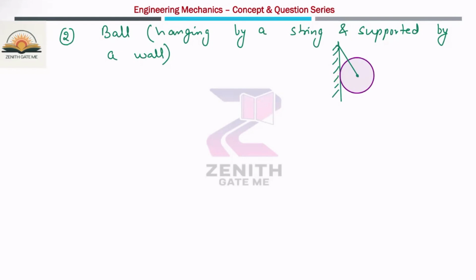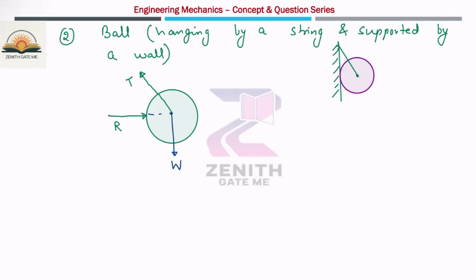Again, just eliminate the contact of this ball with the wall and apply all the forces. So this is the ball in which there is a tension force, which is acting in this direction. There is a contact between these two surfaces, that means the ball and wall, so there will be a reaction. Now, again, I'm considering the weight of the ball as W, so it will act downward. So this is the free body diagram of the ball which is hanging with the help of a string and supported by a wall.